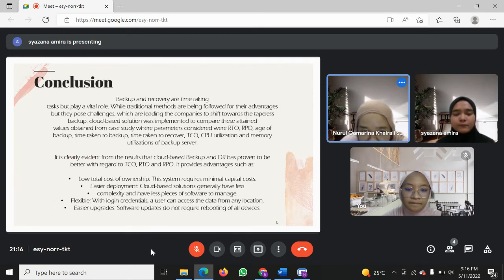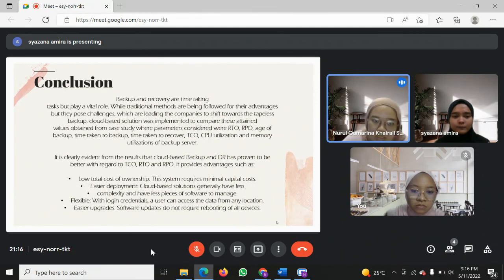It is clearly evident from the results that cloud-based backup has proven to be better with regard to TCO, RTO, and RPO. It provides advantages such as low total cost of ownership, which is the system requires minimal capital cost, and easier deployment, which is a cloud-based solution generally has less complexity and less software to manage. Flexible, which is access with login credentials, a user can access the data from any location, and the last one is easier upgrades, which is software updates do not require rebooting of all devices.